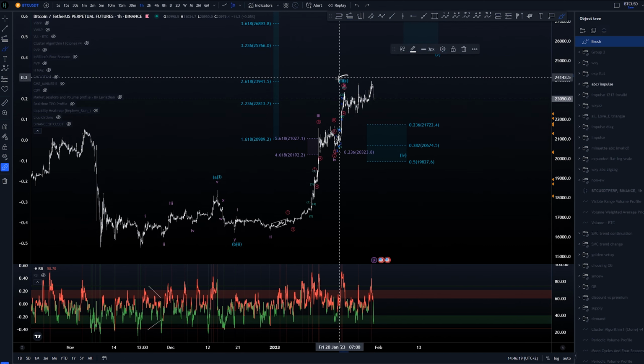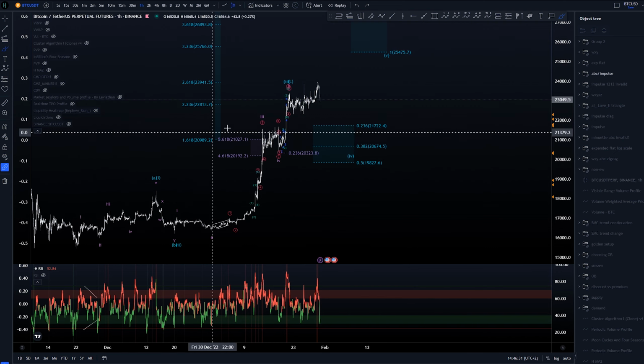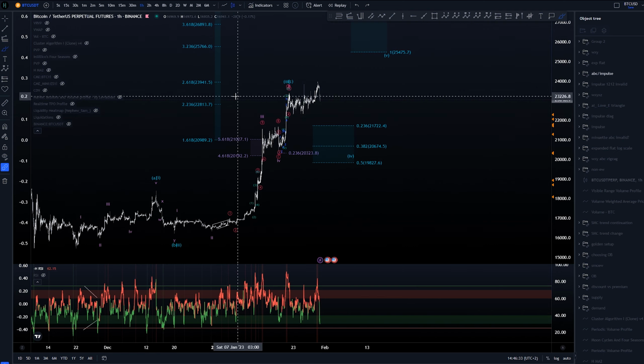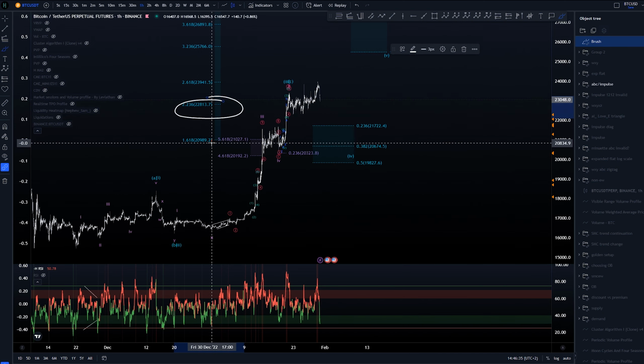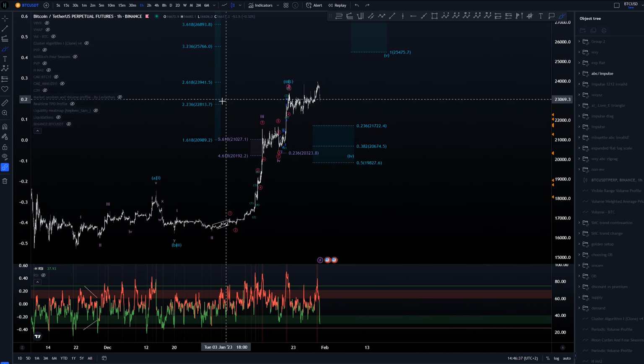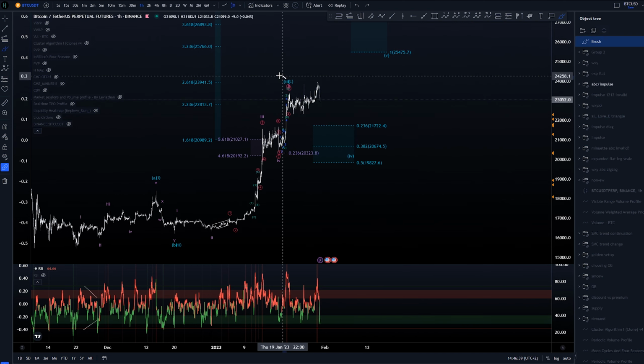The reason why I don't really prefer C here is because we have taken out these highs here and we did not get an impulse wave coming downwards to continue the previous trend that we had before this ABC. Also, we have extended beyond the 2.236 for the 3rd wave here, so again we are fitting the 3rd wave a bit better here overall.